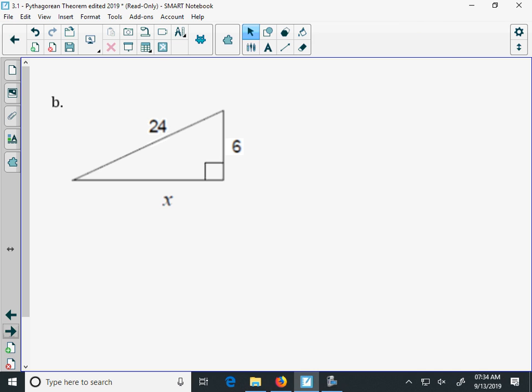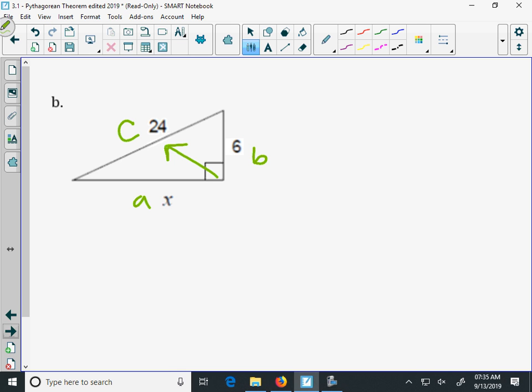Here, again, label my C first. I go to my right angle and I go across. That is my C. X is not always your C. Don't forget that. That happens sometimes. Sometimes you just go, whatever my X is, that's my C. No. The one that's the side across from your right angle. That's always your C. Okay. And then make that my A, make that my B. Again, your legs don't matter, but side 24 has to be your C.